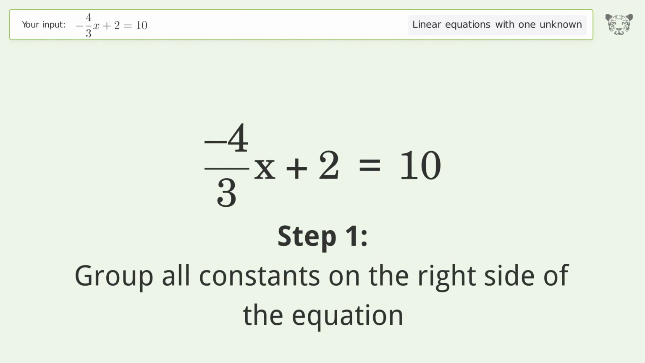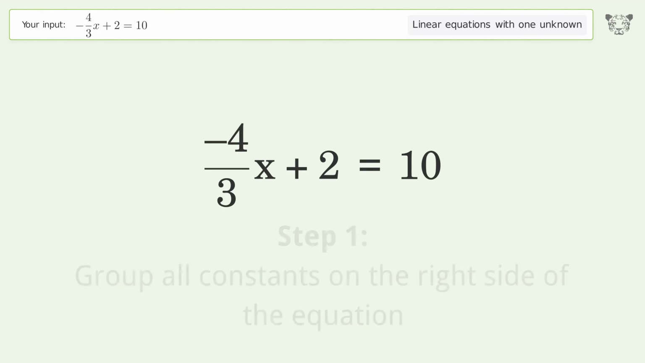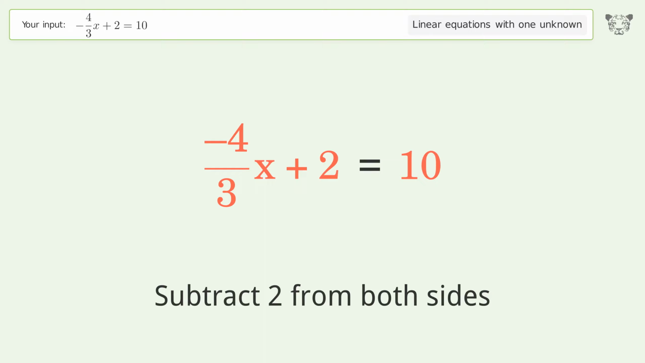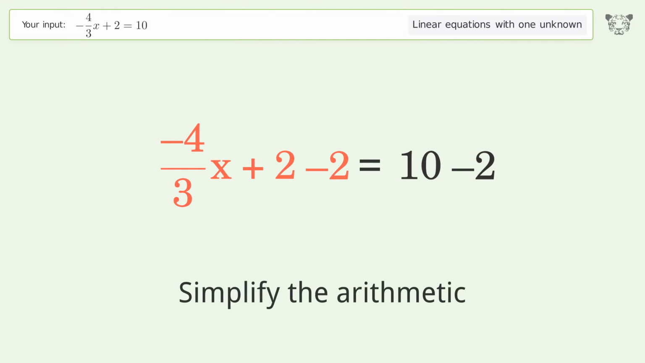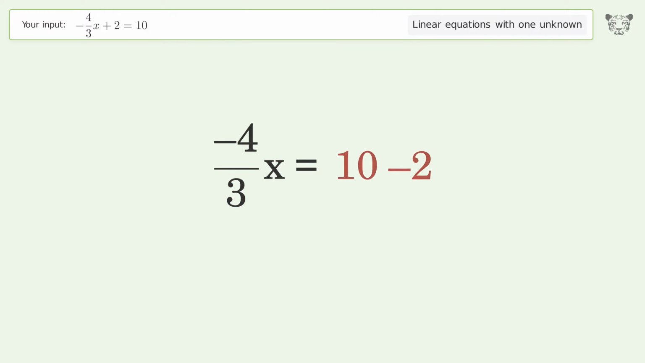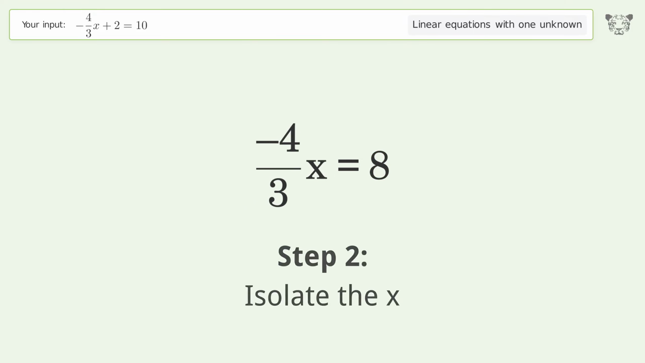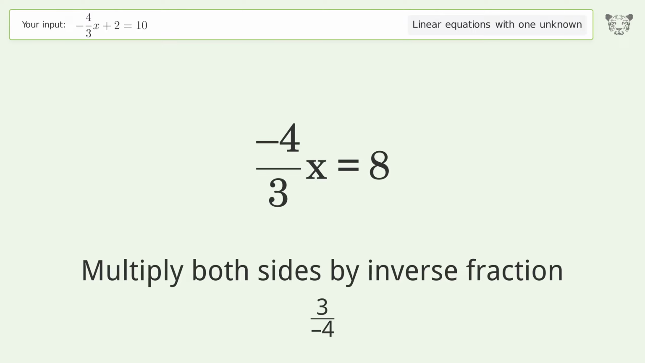Group all constants on the right side of the equation. Subtract 2 from both sides. Simplify the arithmetic. Isolate the x. Multiply both sides by inverse fraction 3 over -4.